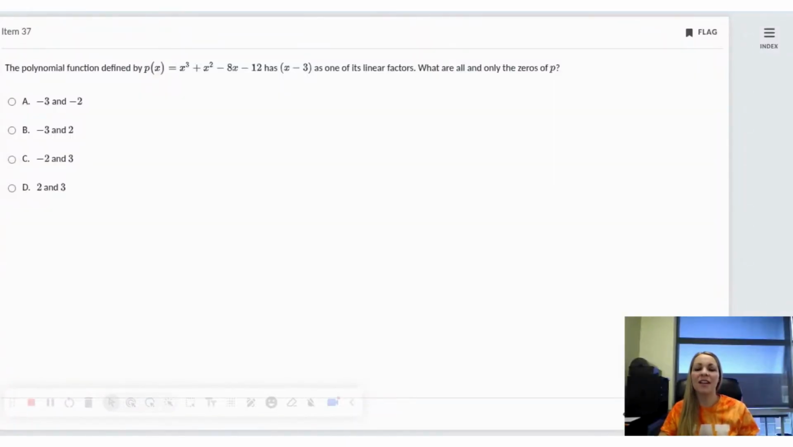Question number 37. The polynomial function defined by p of x equals x cubed plus x squared minus 8x minus 12 has the quantity x minus 3 as one of its linear factors. What are all and only the zeros of p? This is a perfect problem to type into Desmos and just see where it crosses the x-axis. Let's go there right now.